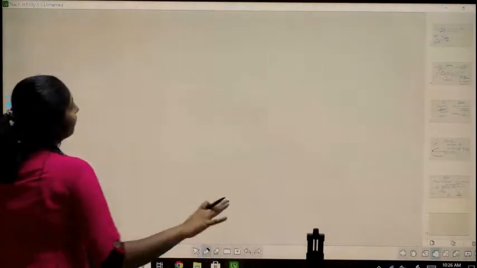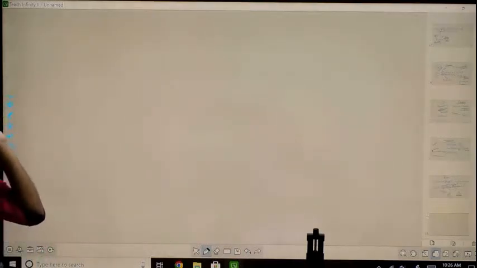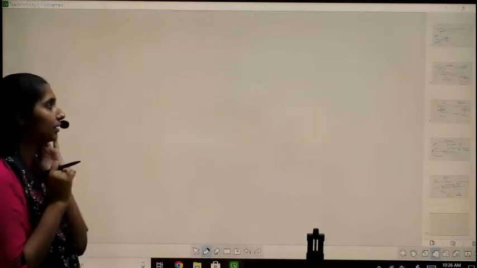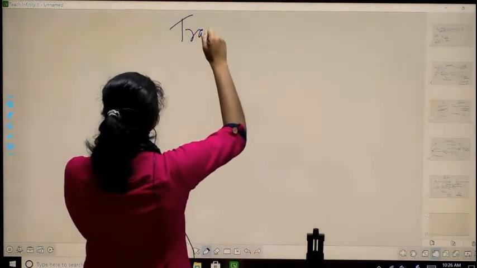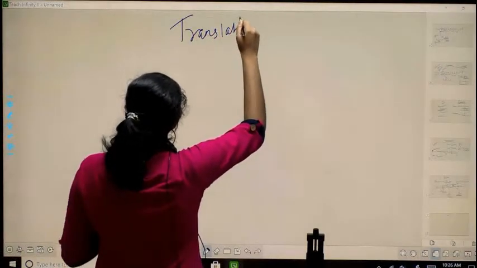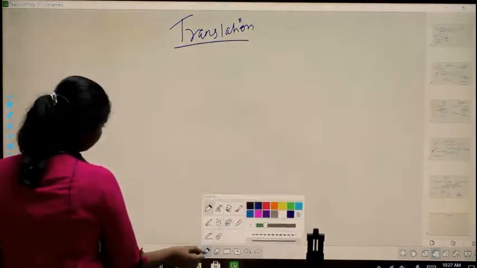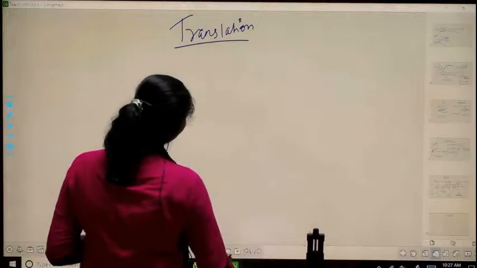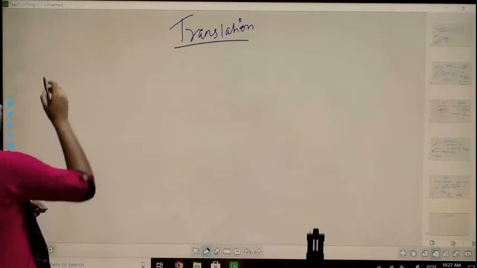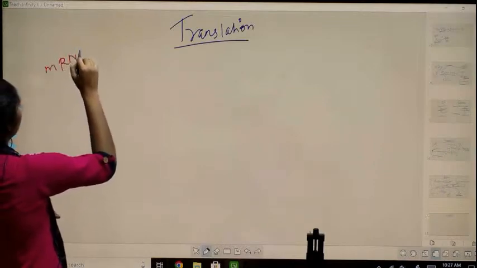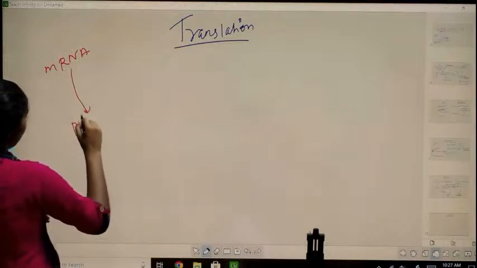Okay, so we are completely finished with transcription. So what we have studied, we have studied transcription and RNA processing, right? So next we'll do translation. Okay, translation. So in translation, what is happening? The mRNA that was formed will now code for proteins or a polypeptide chain.